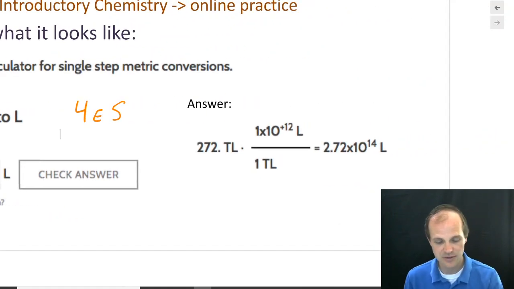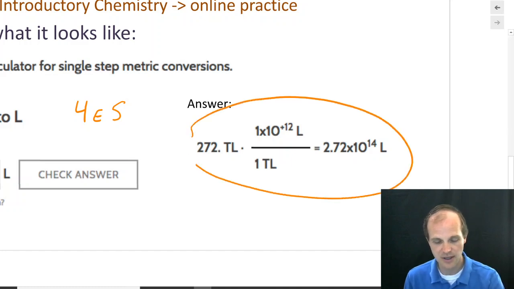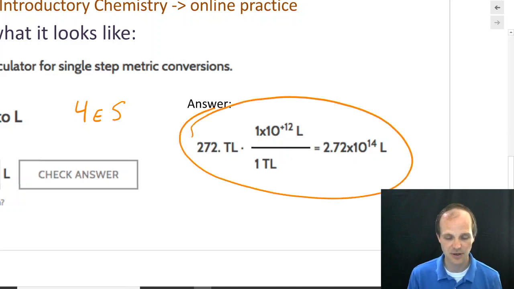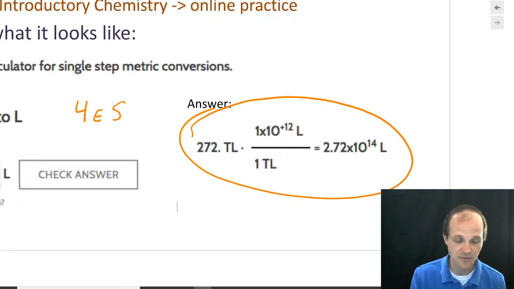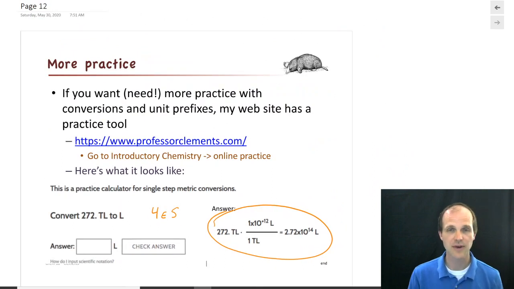And if you want it to, there's a little button that says show the solution. It'll actually show you how to set it up. So here we were converting teraliters to liters, and it says you need 1 times 10 to the 12th liters on top. You need a teraliter on the bottom, and that gives you your answer of 2.72 times 10 to the 14th liters. So I really encourage you, go here, practice those single step ones first, again, like 40 of them, 50 of them. Then move on to the two-step ones.